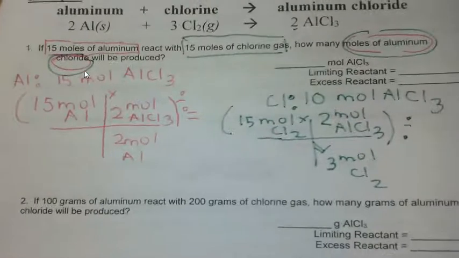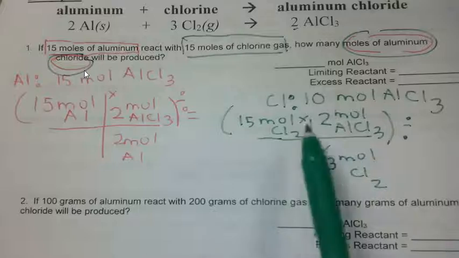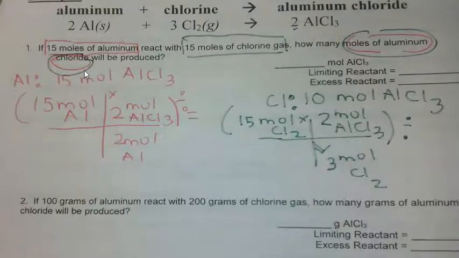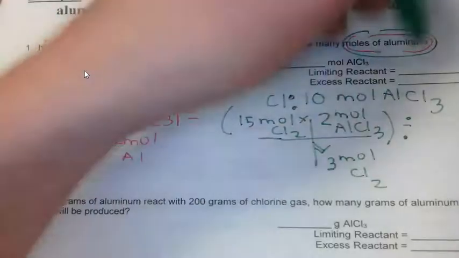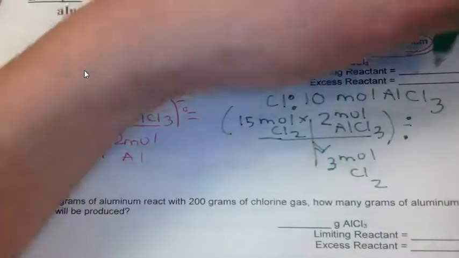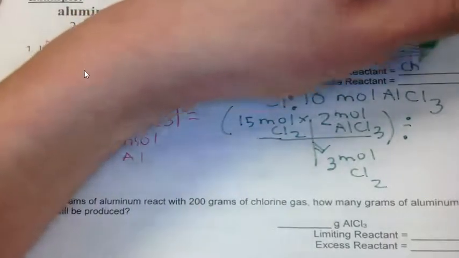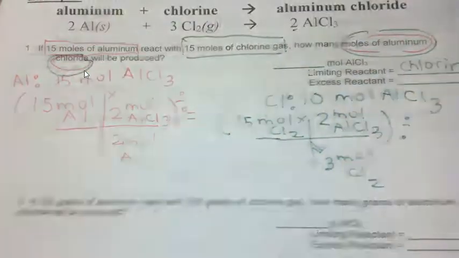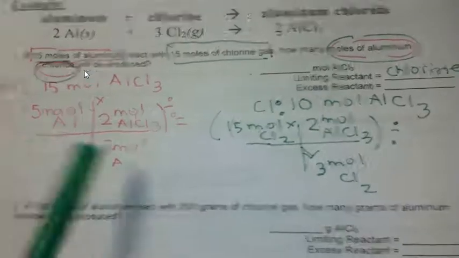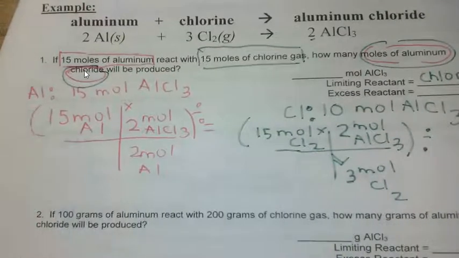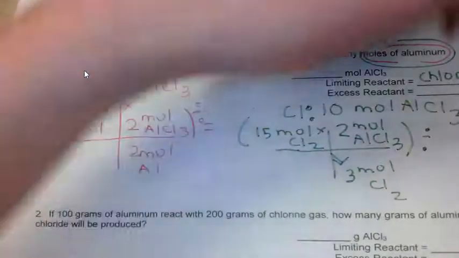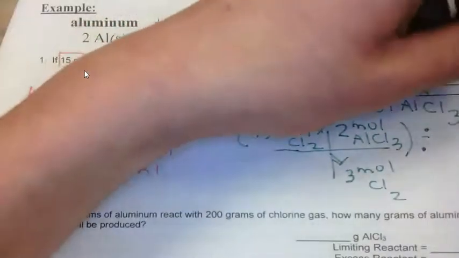Now we're going to compare these numbers, okay? So our limiting reactant is the one that is smaller. 10 is smaller than our 15. So our limiting reactant is chlorine. Our excess reactant is that aluminum, because we have 15. So that's a larger number. That's going to be the excess. So our excess is going to be aluminum.